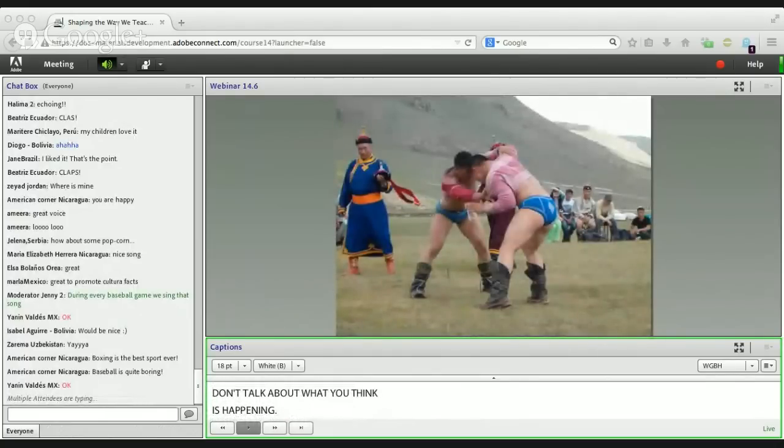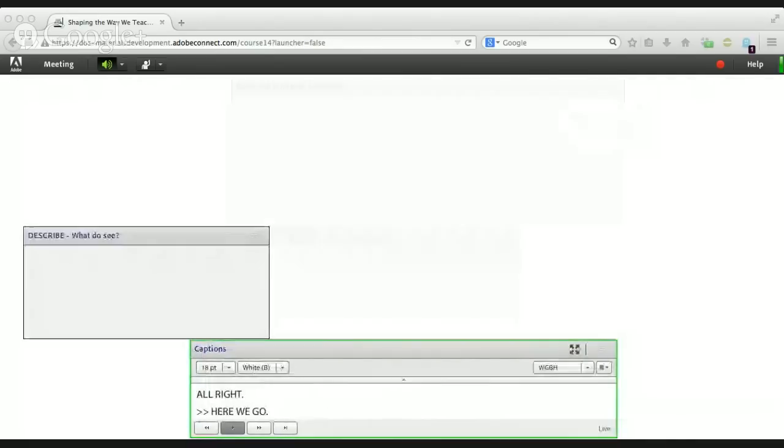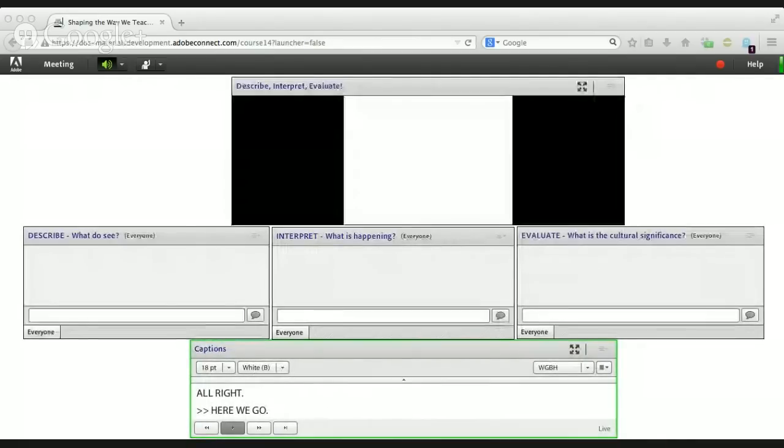So you should see 3 boxes eventually. What we want you to do is write only in the first box, describe. What do you see? In the describe box, tell us what you see. And be careful not to interpret here.